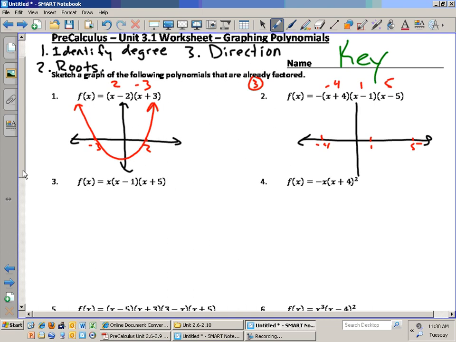You know that. It's odd, so it's either going to start down and finish up, or start up and finish down. One of the two. Which one is it? Why? Because it's a negative. So if you were to multiply this out, you get x times x times x would be x to the third, and it would be a negative. So negative x to the third. So it's going to look like this. Starts up.